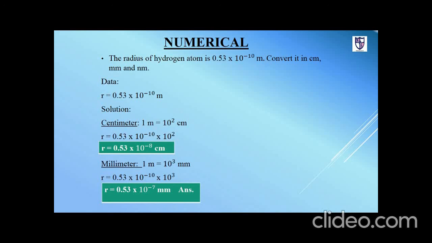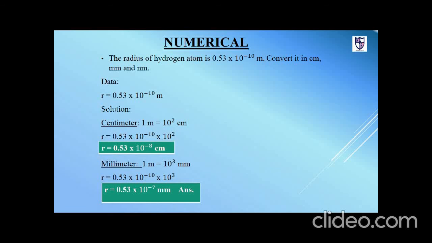Minus plus is equal to minus. 10 minus 2 is equals to 8. The sign will be of 10, which is negative. So it will be minus 8. It becomes 0.53 exponent minus 8 centimeter.